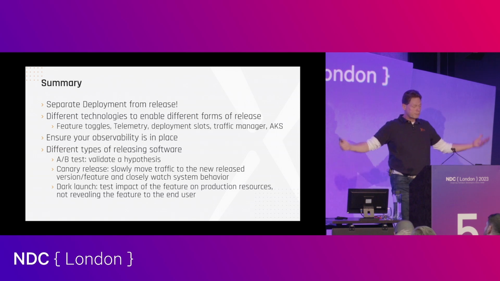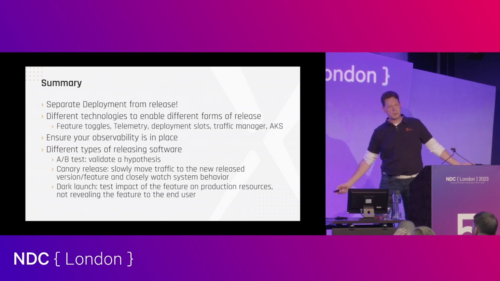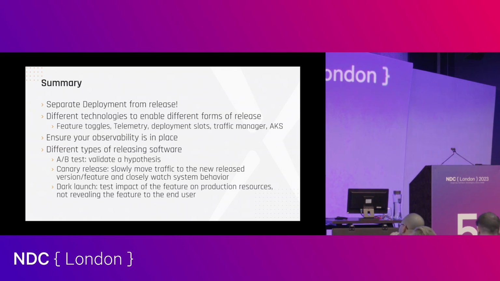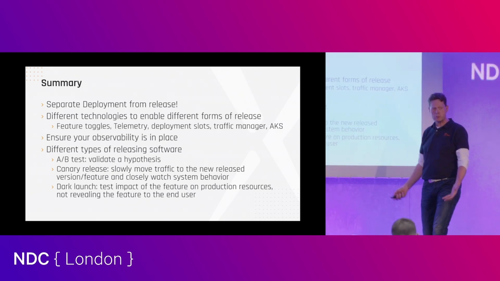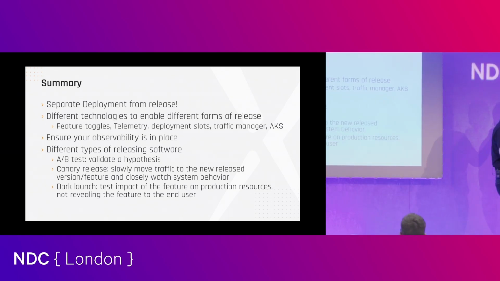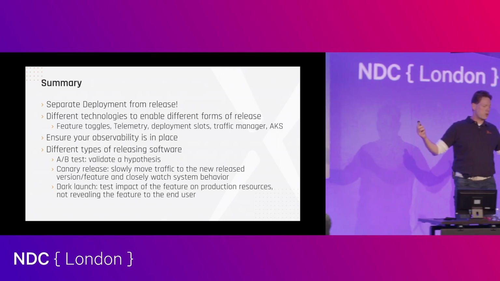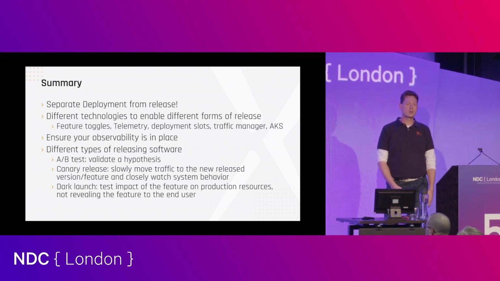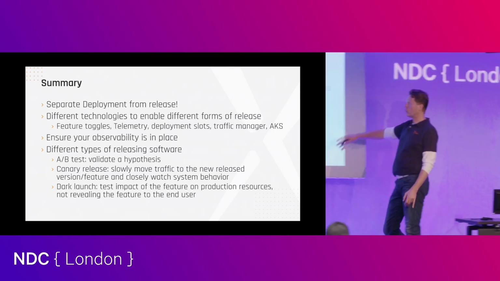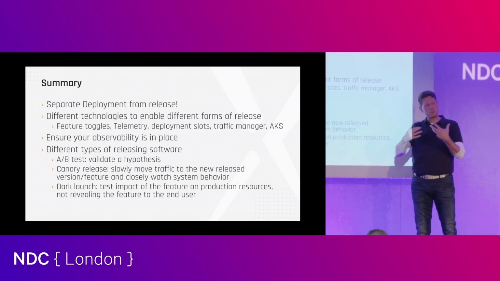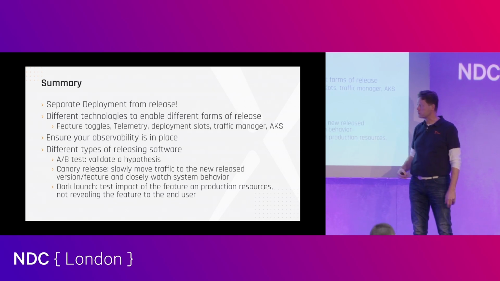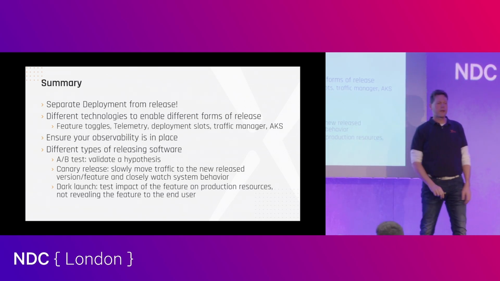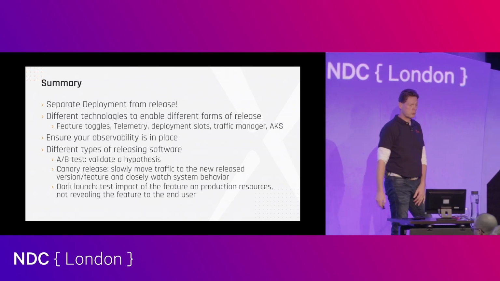So, separating release from deployment is crucial. You need different technologies like feature toggles, telemetry. You need web applications, traffic management, AKS, those kinds of tools to make this happen. Make sure you have the whole notion of observability in place, get the metrics and understand what your system is doing. Then you have different ways of actually deploying your application to production.